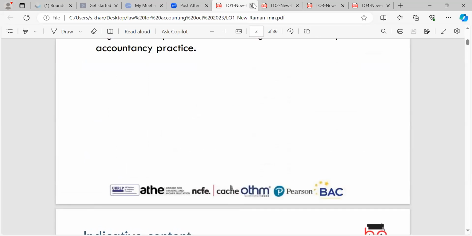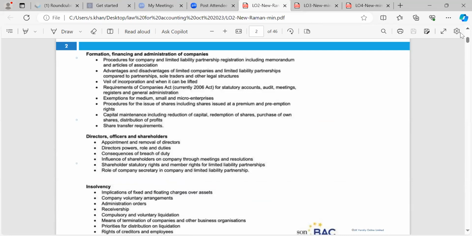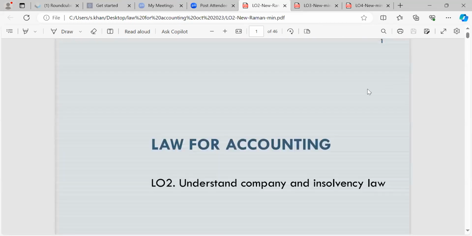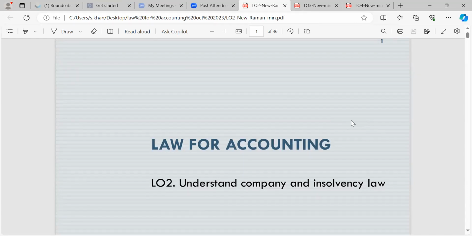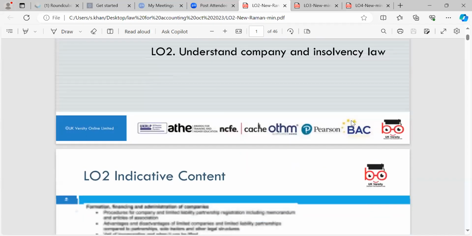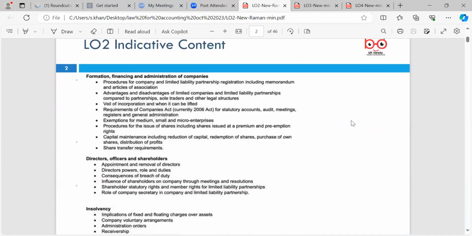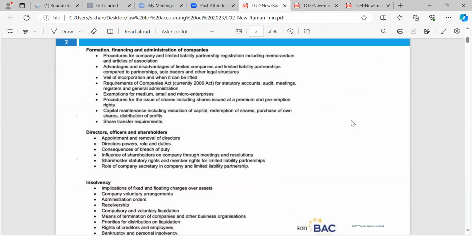So then we went on to learning outcome 2. Can you see that in learning outcome 2? Yep. It says understand the company and insolvency law. Yeah, so we went on to learning outcome 2, which was to understand the company and insolvency law. And the indicative content we looked at here, we looked at formation, financing and administration of companies.